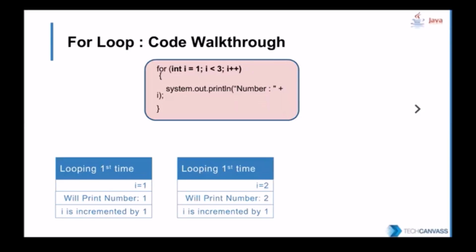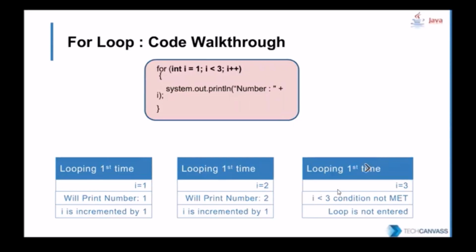Okay. Second time, there is an error in the slide. So you have to read the middle box, this one as looping second time. Because it is looping second time. So on looping second time, I is equal to 2, it prints number 2. I will be incremented by 1. Okay. Then third time, again, this is wrong. You have to read it looping third time. I is equal to 3. Is I less than 3? Condition not met. Loop is not entered.